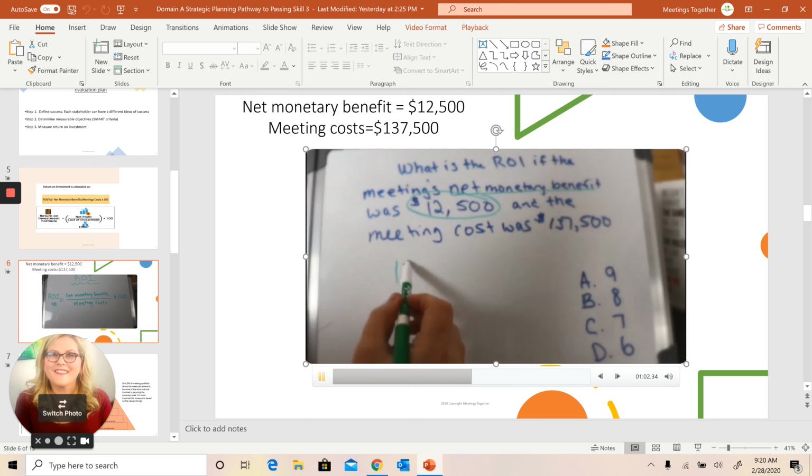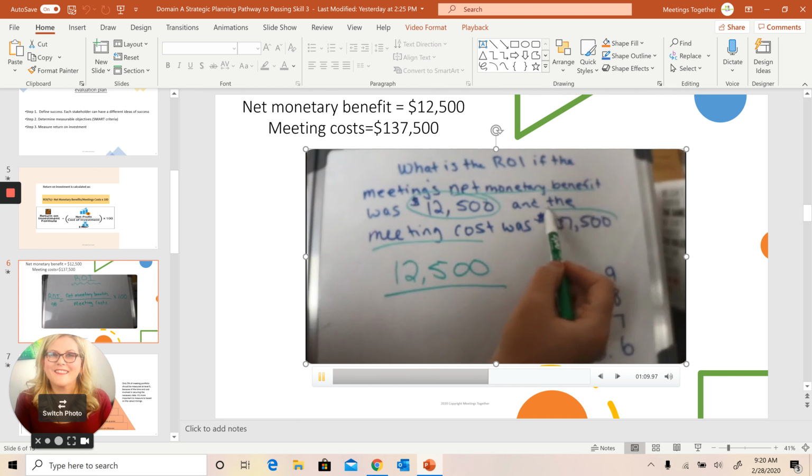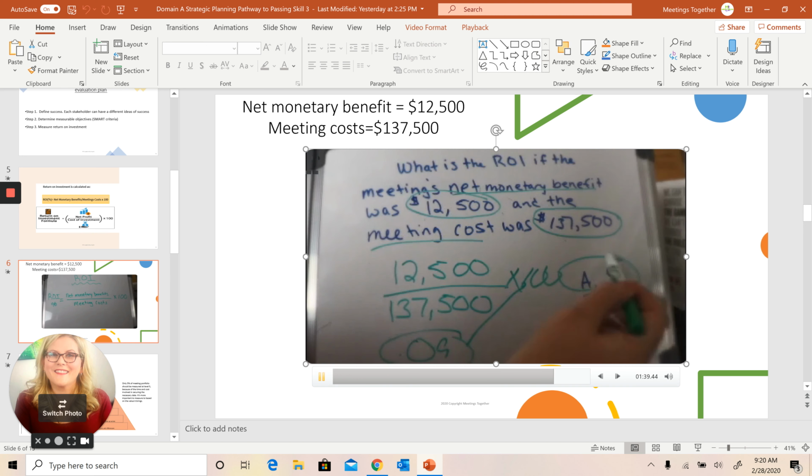So remember, ROI percentage equals the net monetary benefit, which was what? 12,500. That's your net profit, divided by the meeting cost, which was 137,500. So you plug that right in here: 12,500 divided by 137,500, and it comes out to 0.09. And then what's the last step? Times 100. Exactly. So this divided by that equals this, times 100 equals what? 9. Yes, so hopefully you got that.